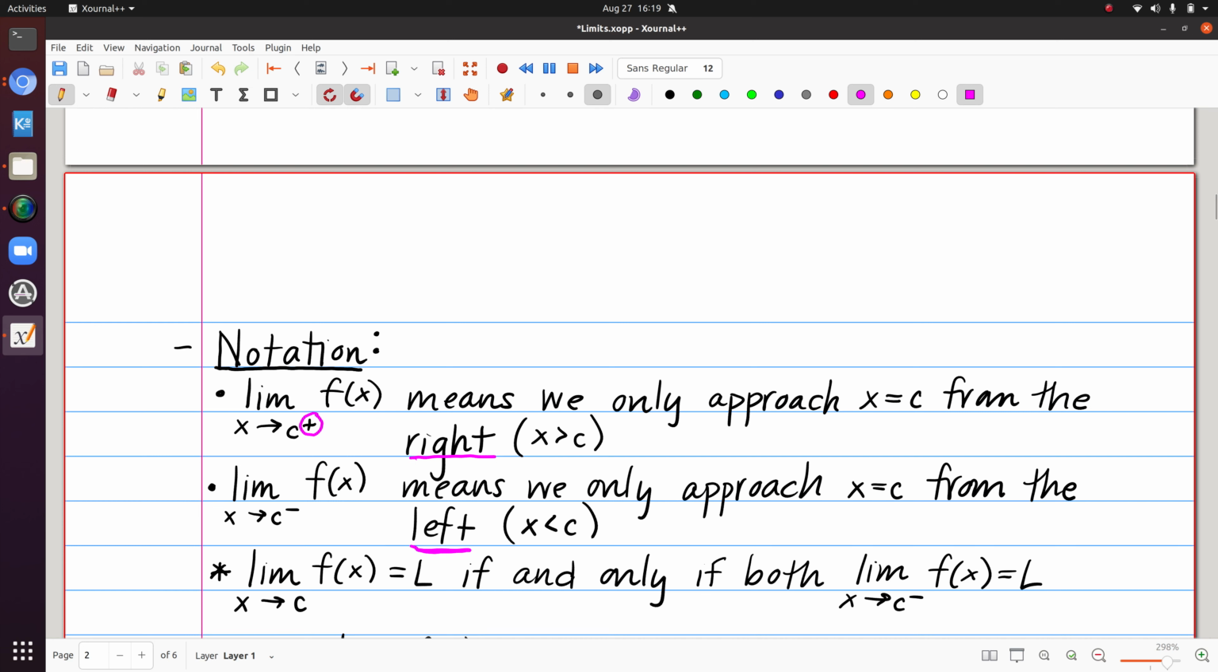If instead I want to come at it from the left side, I'm going to use a minus in this superscript. And again, that means that we're approaching that from values that are smaller than c, or to the left.